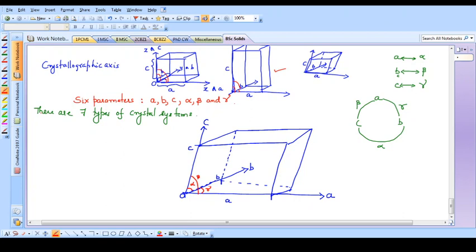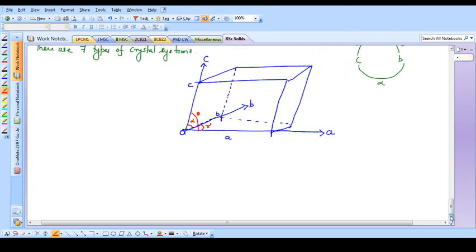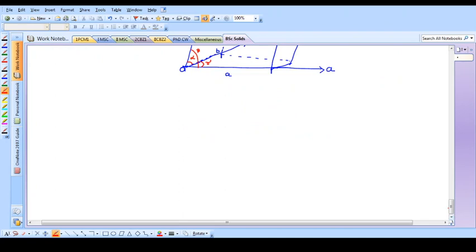Now let us understand what are the seven types of crystal systems that we could possibly get, and what is the relation between A, B and C and alpha, beta and gamma in each particular crystal system. So, name of the crystal system and the relation between the parameters.